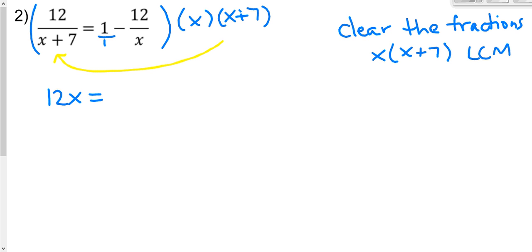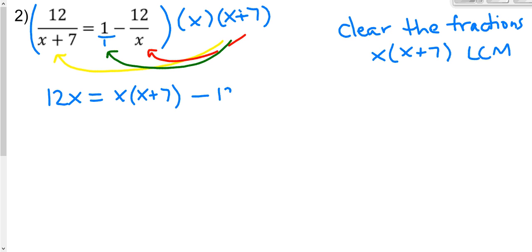Now I'm going to multiply the right side of the equation by both of those, starting with the first fraction, and there's nothing to cancel, so we're going to have x times x plus 7 minus, and now I'm going to multiply the second fraction on the right side of the equation by both of those, and we're going to get, well, the x's will cancel, so we're going to get 12 times the quantity x plus 7. All right, so no more fractions in the equation, and now we can just continue solving the equation in a normal way.